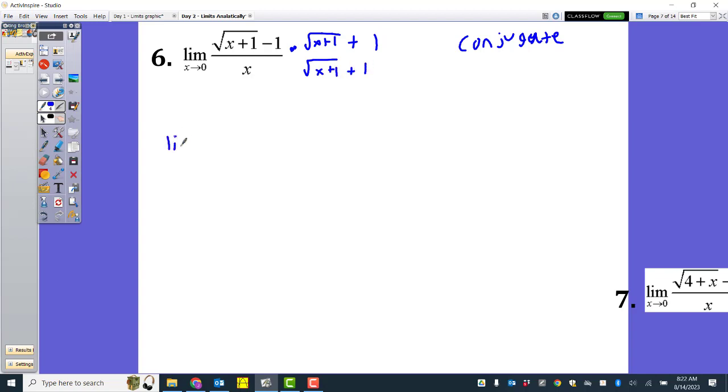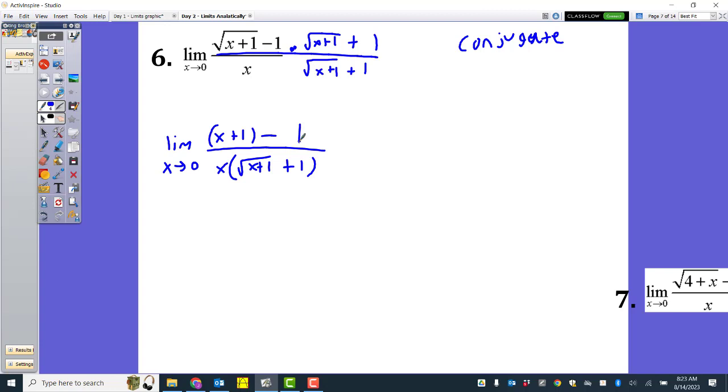Now I'm actually going to start with the bottom here, with the denominator, because that part's easy. It's x times square root x plus 1 plus 1. The numerator should also be easy if you know what we just did. By multiplying by the conjugate, we've created a difference of two squares. We have a minus b times a plus b, which means this should simplify down to a squared, or the first term squared, so square root x plus 1 squared, which is just x plus 1, minus b squared. 1 squared is just 1.